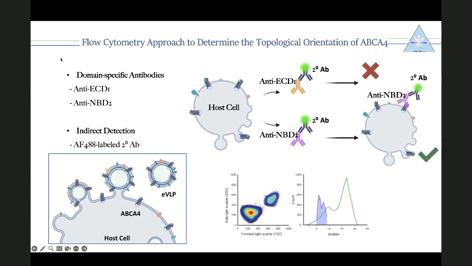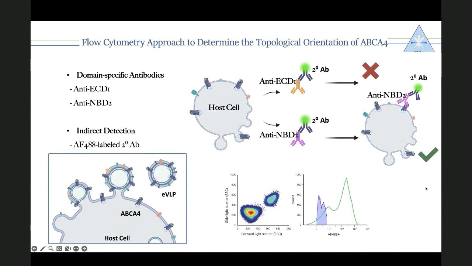Thank you. So to determine this, we again benefited from flow cytometry, and very briefly, we used 2 domain-specific antibodies: anti-ECD1, for a domain that is normally in an inside position in the native topology, and anti-MBD2. We also used a fluorescently labeled secondary antibody to stain our host cells that are expressing the ABCA4, and we did these 2 different stainings in different tubes.